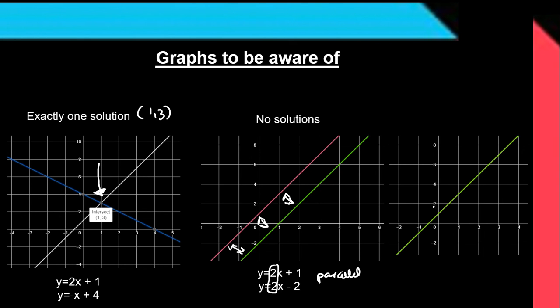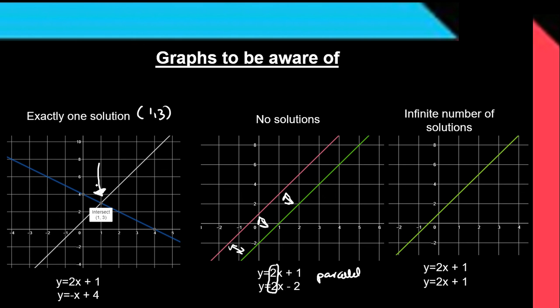The last graph that we need to be aware of is it just looks like we have one line. However, we have been given two different equations, but whether we rearrange them or we graph them, we notice it gives us exactly the same line, which means every ordered pair works for both lines. And we say this is an infinite number of solutions.